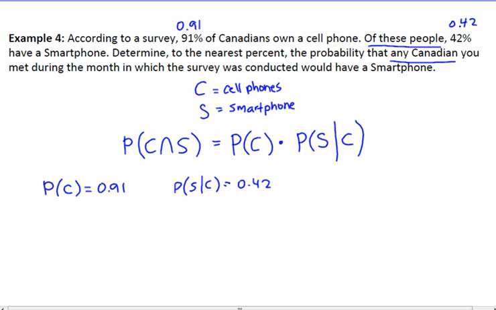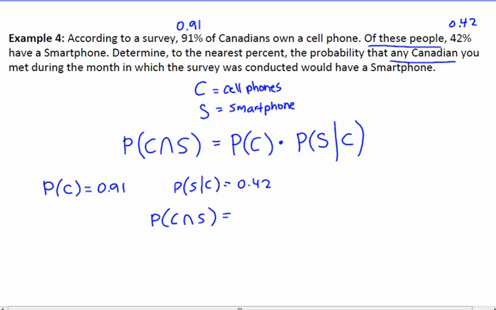So when they say anyone in Canada that they have a smartphone, if they have a smartphone, do they also have a cell phone? If you have a cell phone, a smartphone, do you also have a cell phone? Yeah. So we're looking for the probability a Canadian has a cell phone and a smartphone, right? Because if they have a cell phone, they're going to have a smartphone. Oh, wait, other way around. Okay. Oh, I did it again.